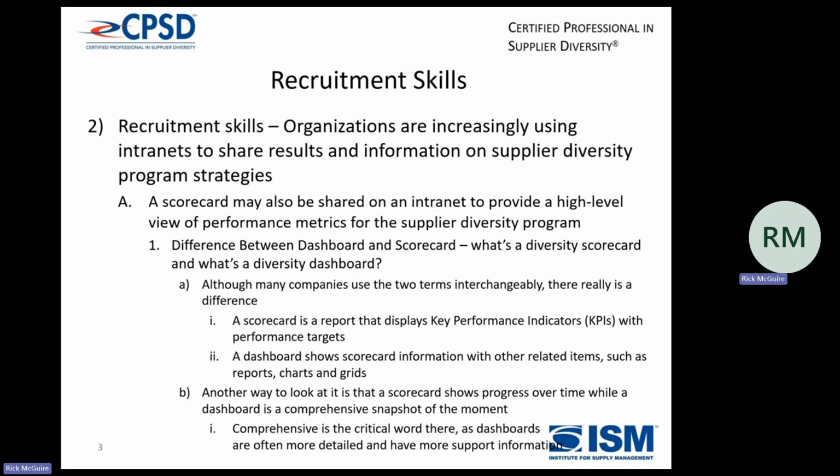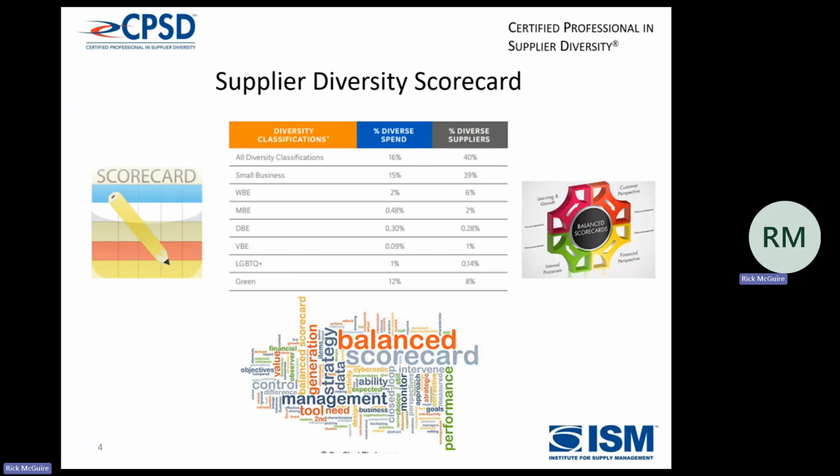Although many companies use the two terms interchangeably, there really is a difference. A scorecard is a report that displays key performance indicators with performance targets. A dashboard shows scorecard information with other related items such as reports, charts, grids, etc. Another way to look at it is that a scorecard shows progress over time, while a dashboard is a comprehensive snapshot of the moment. Comprehensive is a crucial word here, as dashboards are often more detailed and have more supporting information.